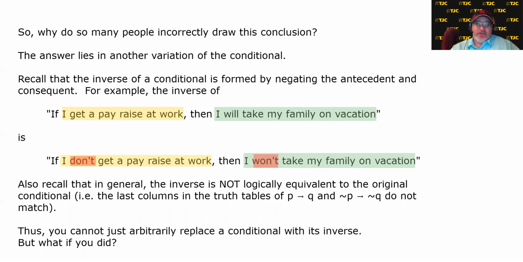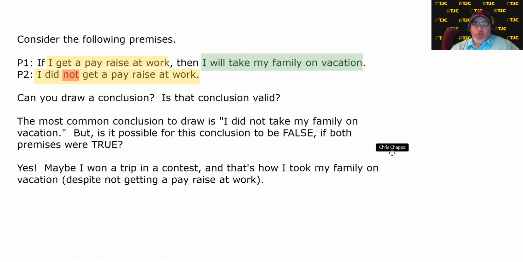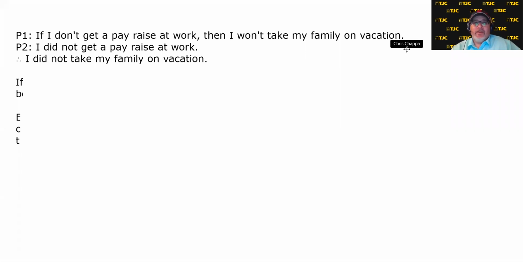So we're going to take a look at this argument, but what happens if I replace the first premise with its inverse? And it will look like this. If I don't get a pay raise at work, then I won't take my family on vacation. Premise 2, I did not get a pay raise at work. Conclusion, I did not take my family on vacation. Is that a valid argument? The answer is yes. Why?